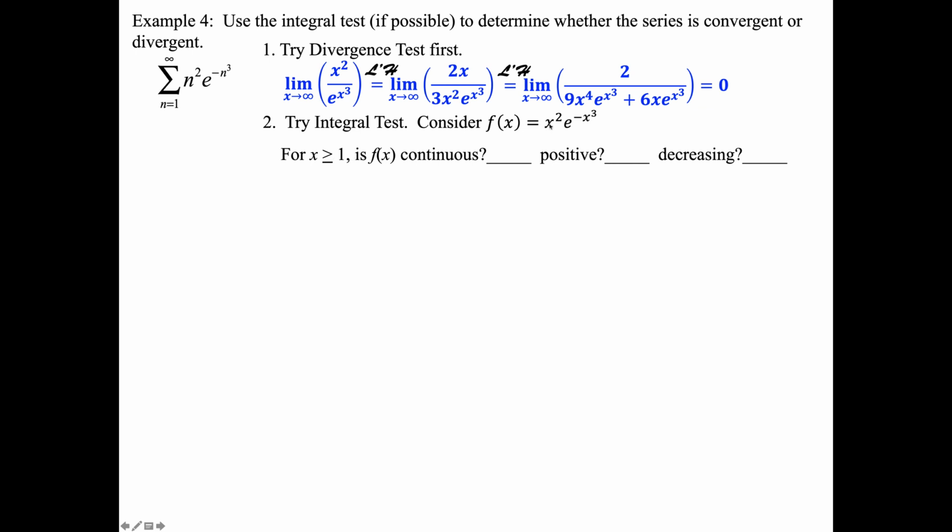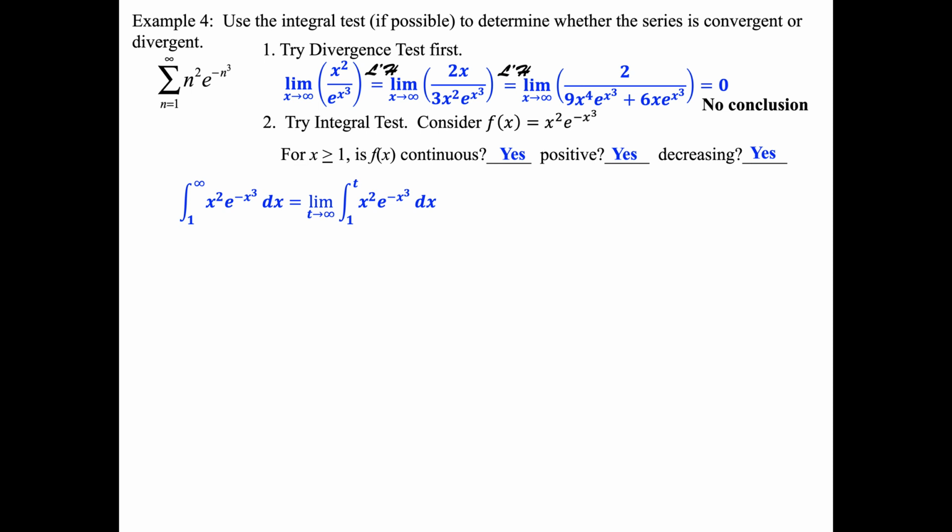Change it to a function. It is continuous. It is going to be positive. And yes, we're decreasing because, again, obviously here, x cubed gets bigger faster than x squared. And then that x cubed is an exponent on base e, which makes this get even bigger faster. So yes, it's decreasing.